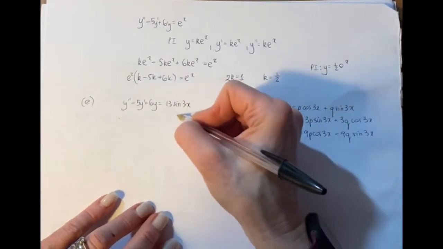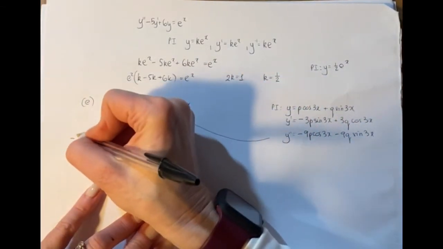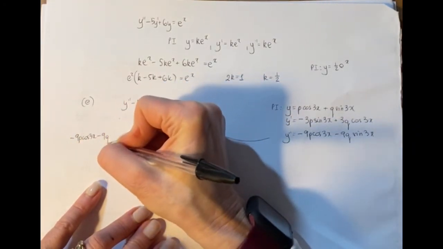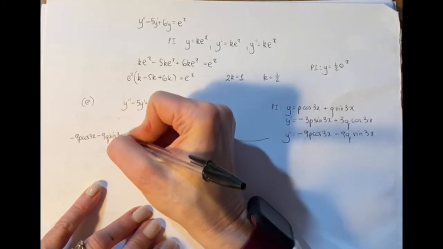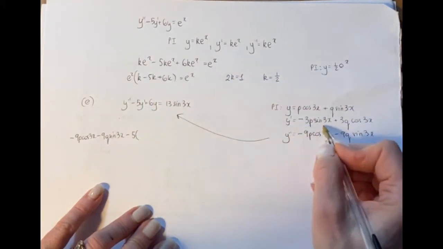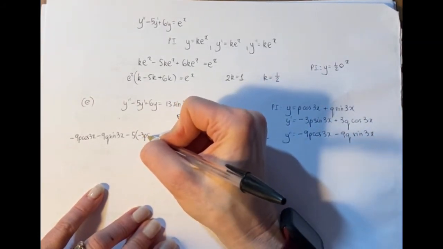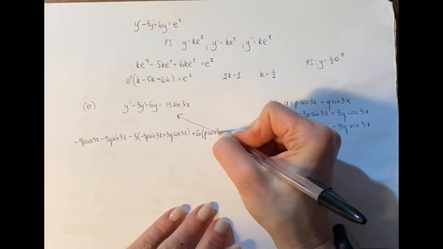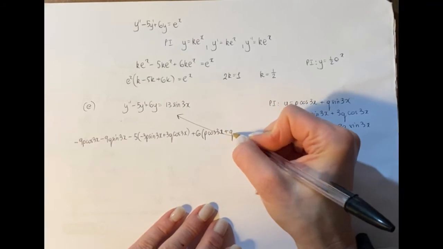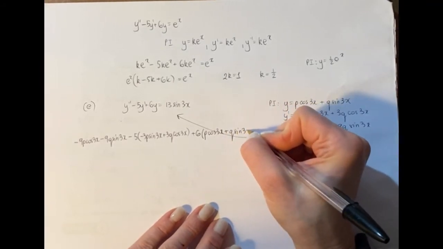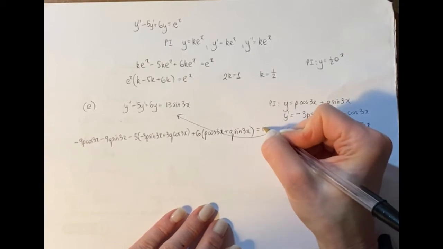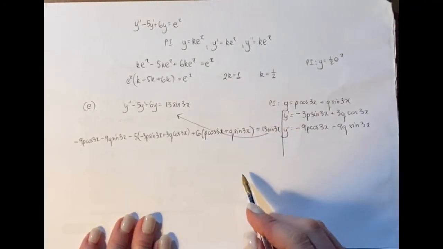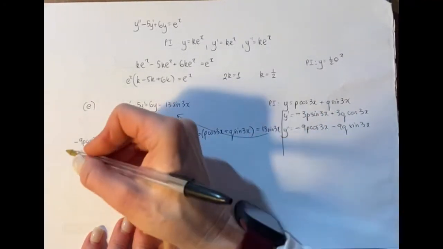Substitute it into the left hand side of the equation, so you have minus 9p cos 3x minus 9q sine 3x. Minus 5 lots of the first derivative, so it's minus 3p sine 3x plus 3q cos 3x. Then 6 times p cos 3x plus q sine 3x, and that's going to be equal to 13 sine 3x. Okay, so that's enough for us to compare the number of sine x's and cos x's on both sides.